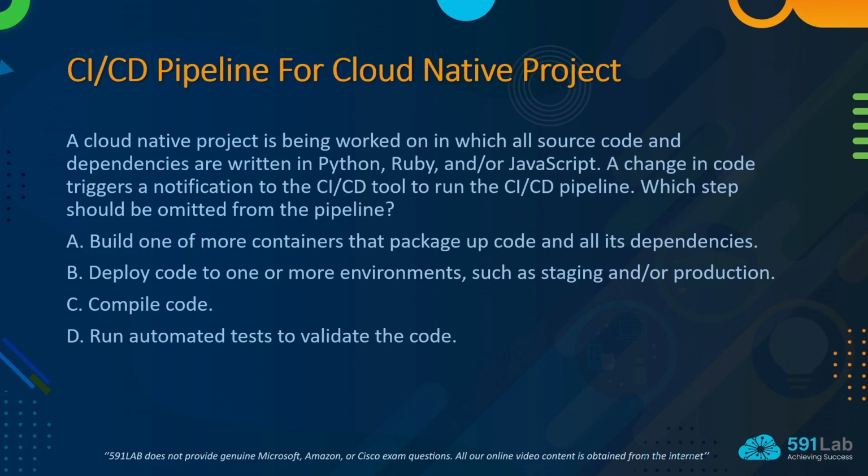The question is, a cloud native project is being worked on in which all source code and dependencies are written in Python, Ruby, and JavaScript. A change in code triggers a notification to the CI/CD tool to run the CI/CD pipeline. Which step should be omitted from the pipeline?